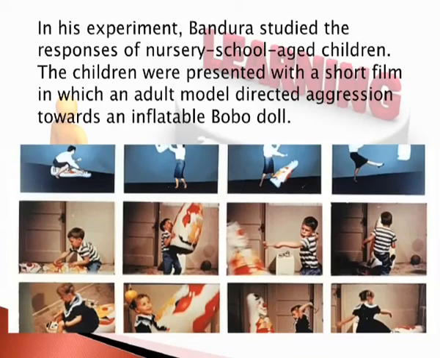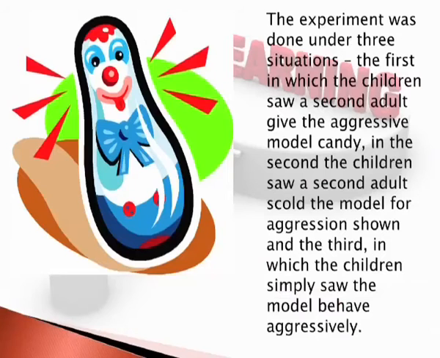In this experiment, Bandura studied the responses of nursery school-age children. The children were presented with a short film in which an adult model directed aggression towards an inflatable Bobo doll. The experiment was done under three situations. The first, in which the children saw a second adult give the aggressive model candy. In the second, the children saw a second adult scold the model for aggression shown. And the third, in which the children simply saw the model behave aggressively.